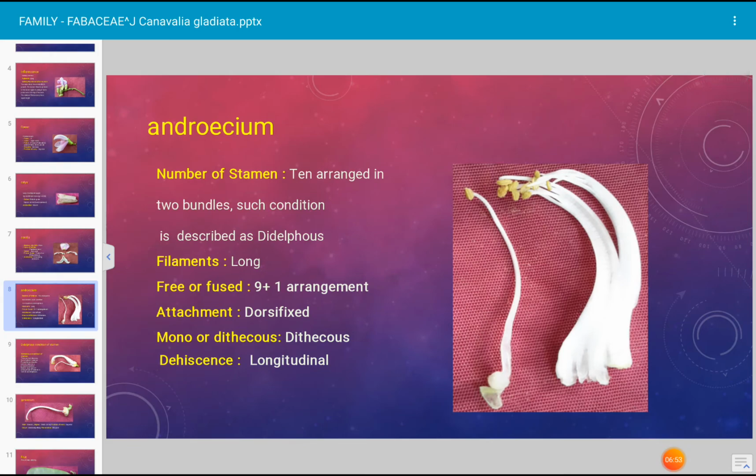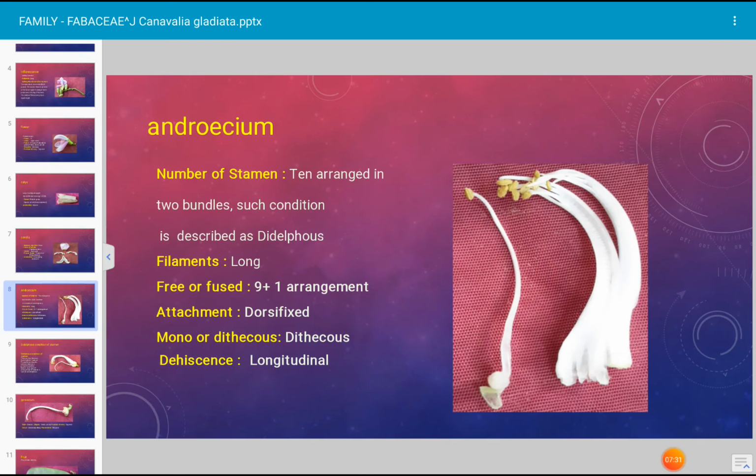Next, this is the androecium of Canavalia gladiata. Androecium consists of stamens. There are a total of 10 stamens in Canavalia gladiata, and out of 10, 9 stamens are present in one bundle, and another bundle of stamen has only 1 stamen. 9 plus 1 arrangement of stamen is there. This type of arrangement is described as diadelphous condition. Diadelphous condition occurs in Canavalia gladiata, family Fabaceae.